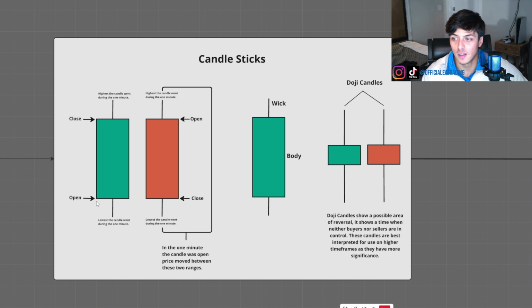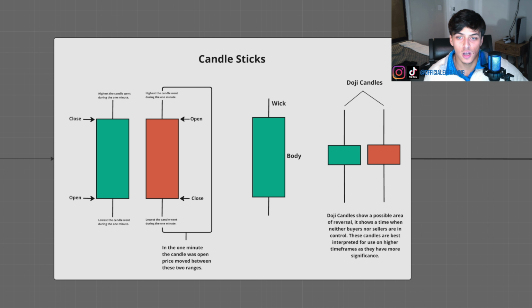And here you can see the bullish candle opened down here, closed here, and these two wicks are, one, the highest point the candle went during the 1 minute, and the lowest point the candle went during the 1 minute. Vice versa for bearish candles, right? Highest point the candle went during the 1 minute, and lowest point the candle went during the 1 minute. In bearish candles, you open high, you close low. Bullish candles open low, close high. That's what specifies if a candle is bullish or bearish, right?